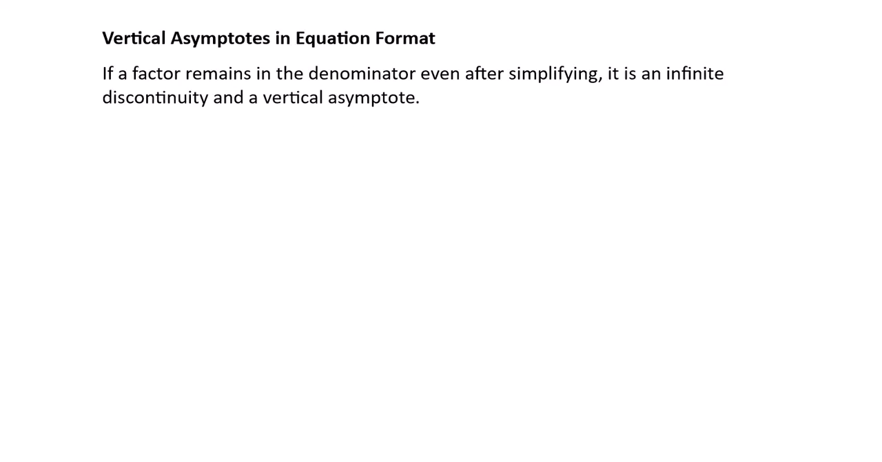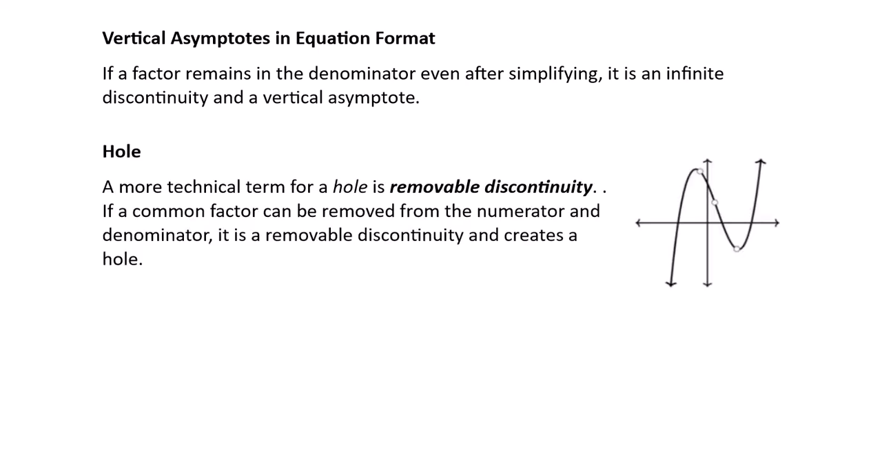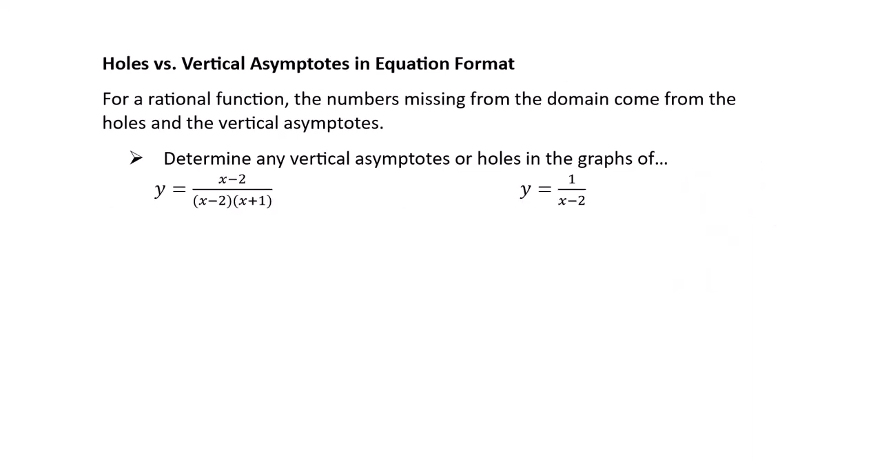Vertical asymptotes in equation format. Now, if a factor remains in the denominator even after simplifying, it is an infinite discontinuity and a vertical asymptote. Now, we also have things called holes. A more technical term for a hole is removable discontinuity. If a common factor can be removed from the numerator and denominator, it is a removable discontinuity and creates a hole in the graph.